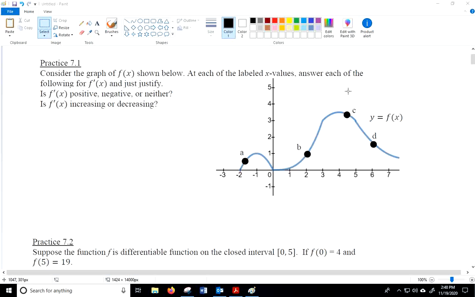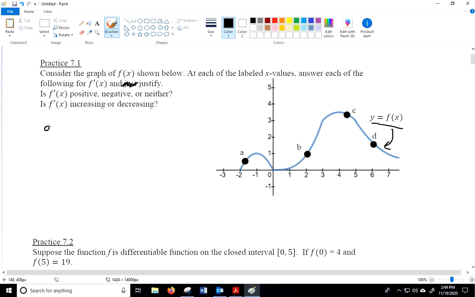We'll start with this question here. Consider the graph of f shown below. At each of the labeled x values, answer each of the following for f prime and justify. So this says "and justify." Oh boy, typos, right? All right, so pause the video and see if you can answer the questions. Remember, this is the graph of f, and we're asking about f prime at each of these locations.